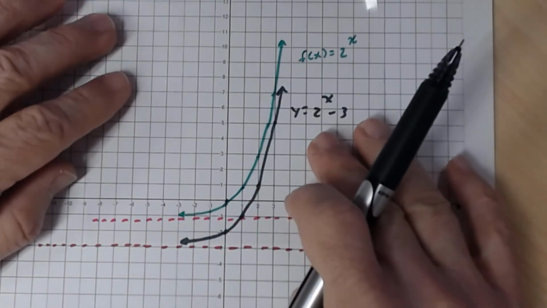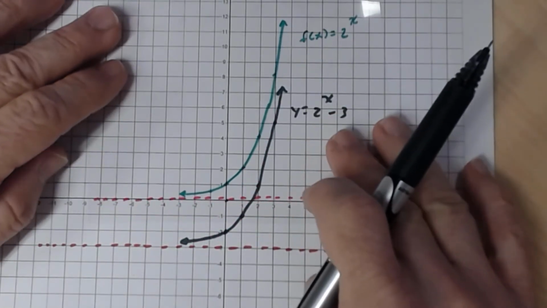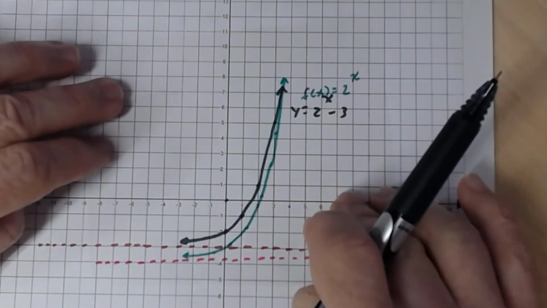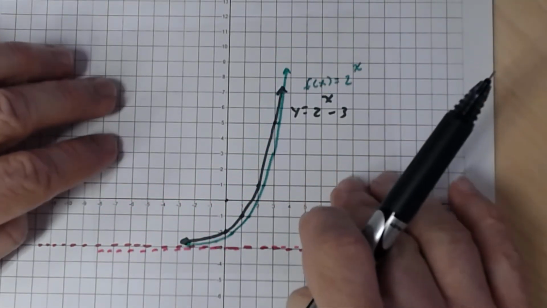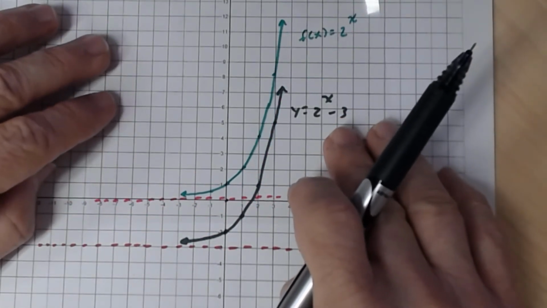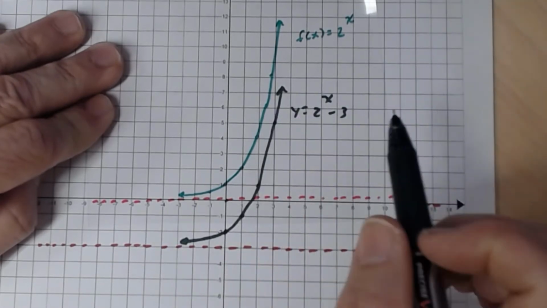So listen carefully. Remember, is this a horizontal translation or a vertical translation? This is a vertical translation because you're going up or down. All right, so here's the parent function. Here's a graph of the parent function. So I'm graphing the parent function.